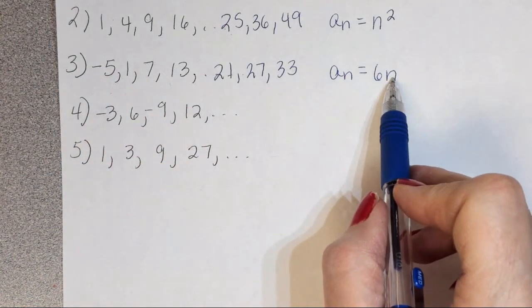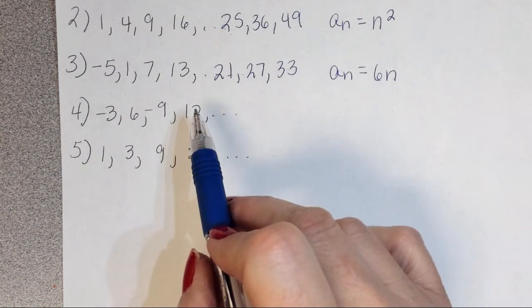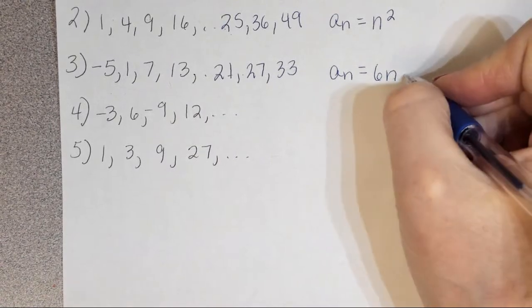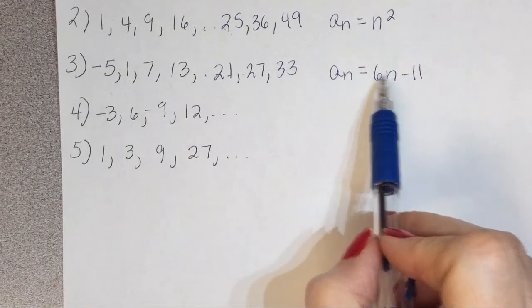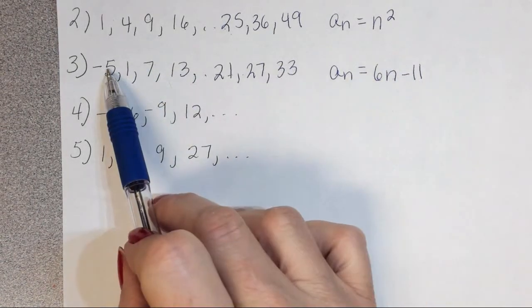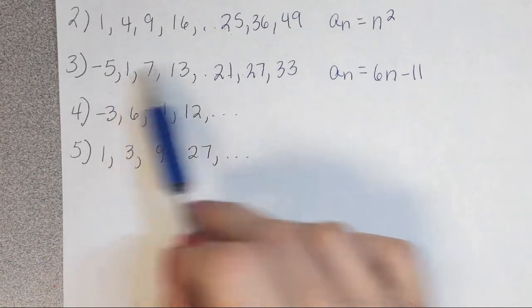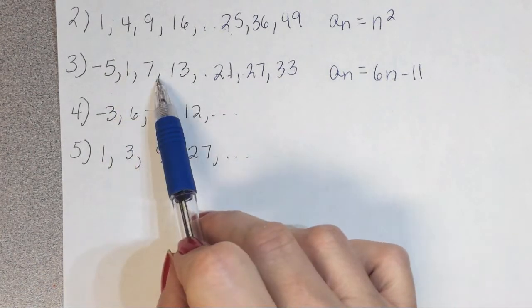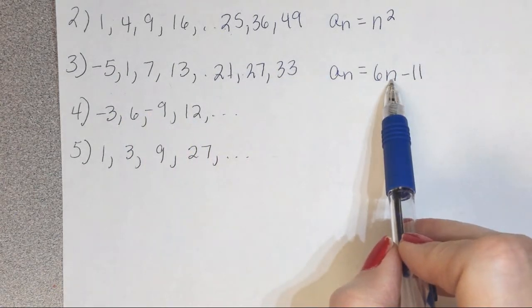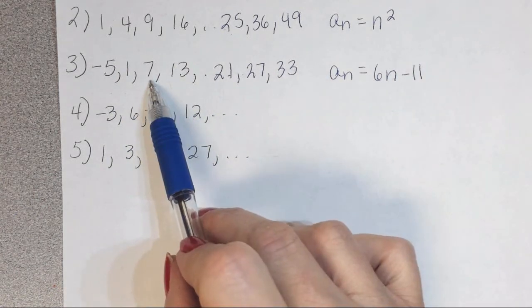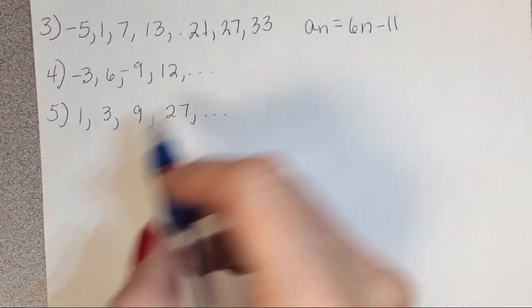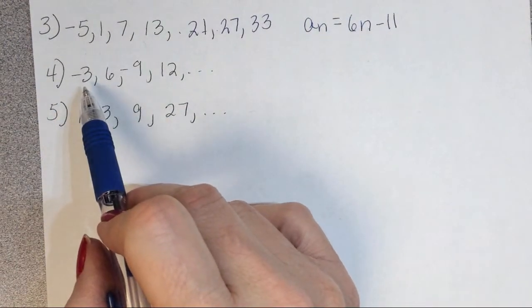Minus 6 times 1 would be 6, minus 11. Let's see if that works. So 6 times 1 is 6, minus 11 is negative 5. Let's try it on the second term. 6 times 2 is 12, minus 11 is 1. On the third term, 6 times 3 is 18, minus 11 is 7, so that works. All right, so this would be the general rule for it. Good. Okay, what about number 4 then?